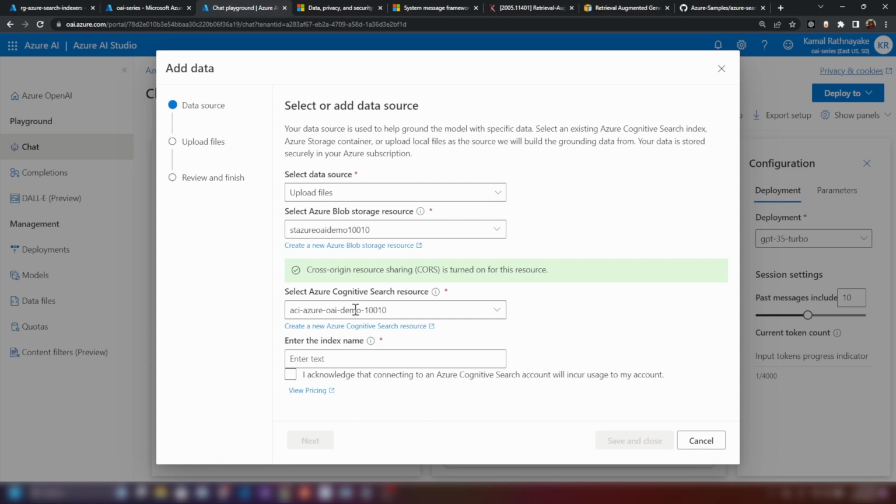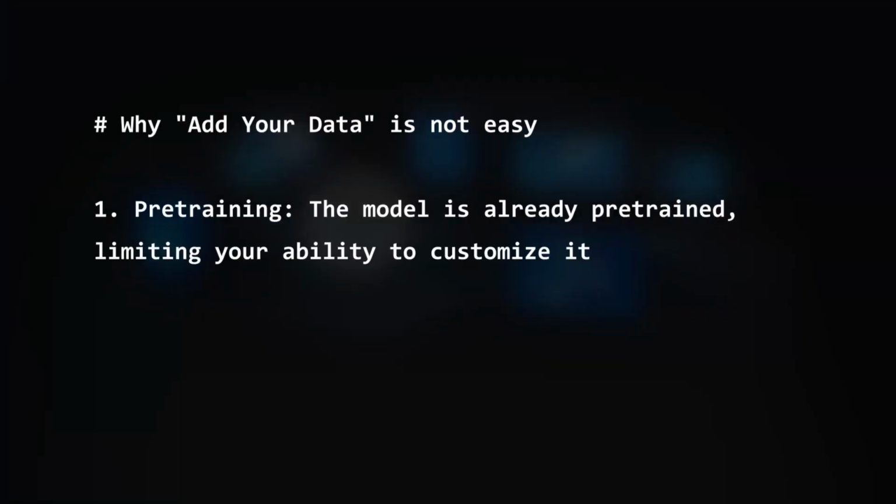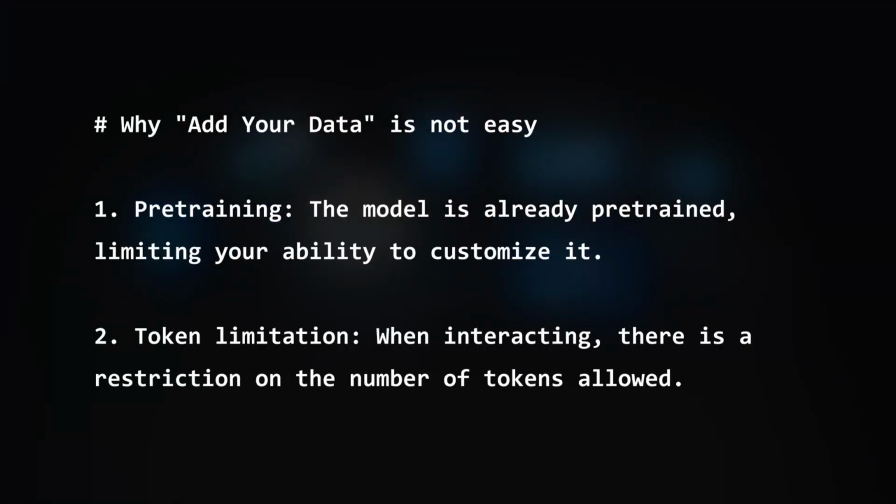Now let's understand why we are selecting a cognitive search resource here. We all know that we are working with large language models, and there are two reasons why working with our own data with these large language models is not easy. The first reason is that the model is already pre-trained, so it is limiting your ability to customize it. You need a lot of compute power to change it, so it's hard to add new data to it.